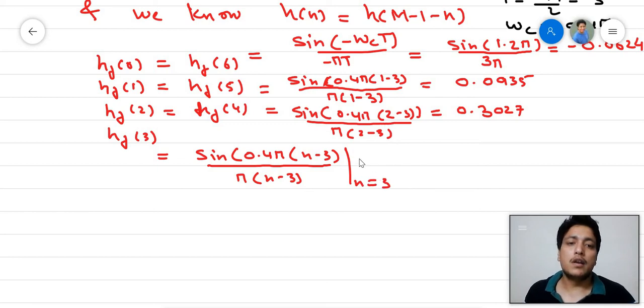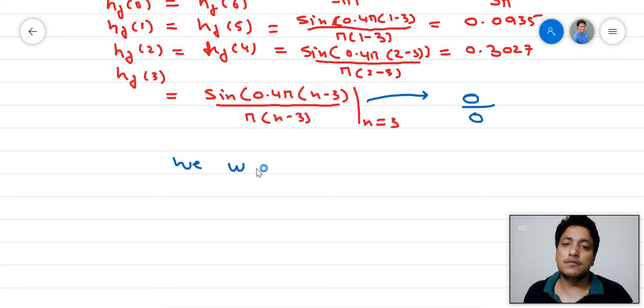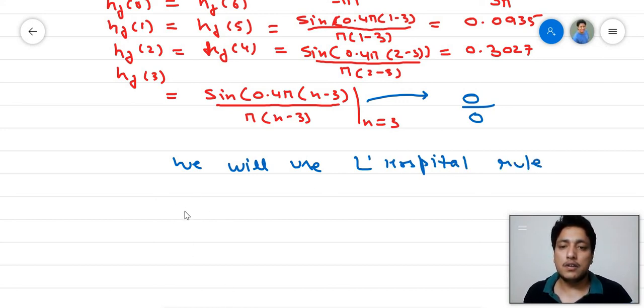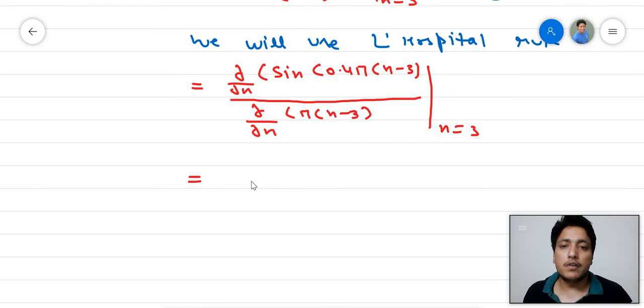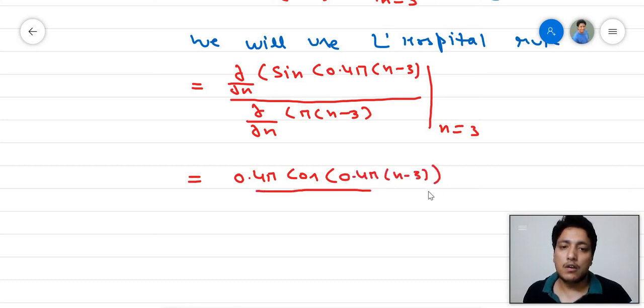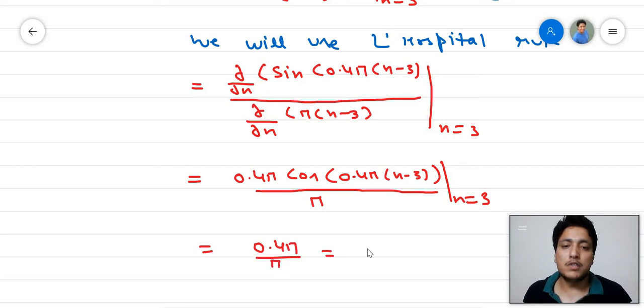For n equals 3, it will be 0 by 0. To remove this situation, we will use L'Hospital rule, that is equal to ∂/∂n of sin(0.4π(n−3)) over ∂/∂n of π(n−3), for n equals 3, and this will give 0.4π cos(0.4π(n−3)) over π for n equals 3. If we substitute the value n equals 3 in this particular case, it will give 0.4π by π, which is equal to 0.4.